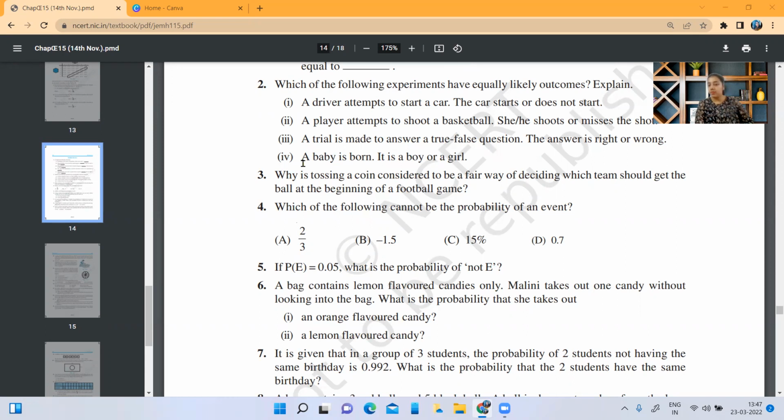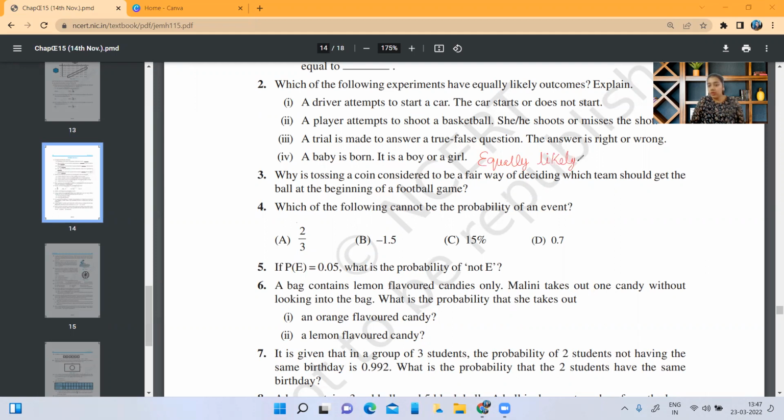Okay, the fourth one. A baby is born, it's a boy or a girl. See this case. When a baby is born, you don't know if it will be a girl or a boy. Can you say that 70% it will be a boy and 30% it will be a girl? No, we cannot say that. We can say either it will be a boy or a girl. So that is an equally likely outcome. I started with the last one. If you want to write it, this is an equally likely outcome.